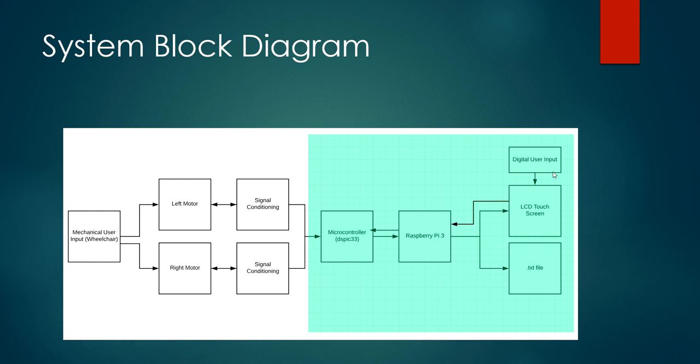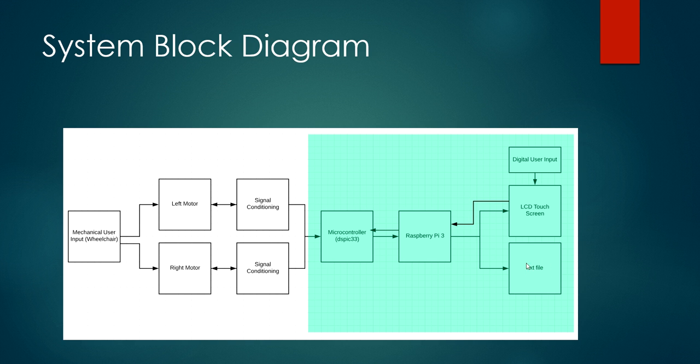The user will be able to press on several buttons on the touchscreen and select several values, and based on those selected buttons and values, the Raspberry Pi will respond and take several actions.